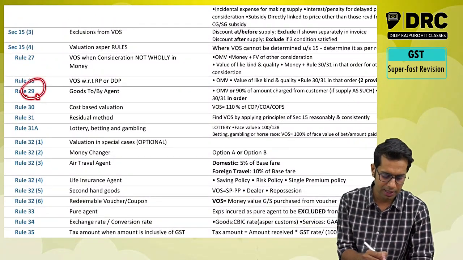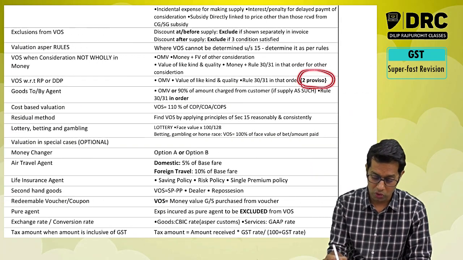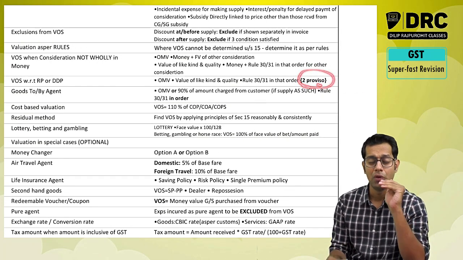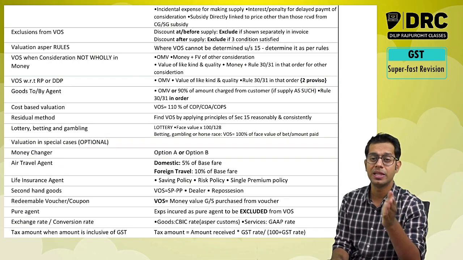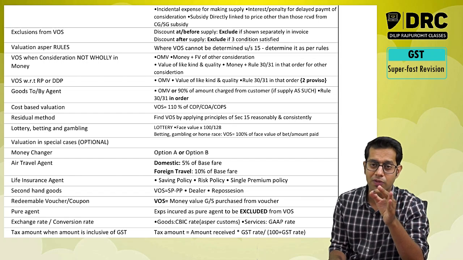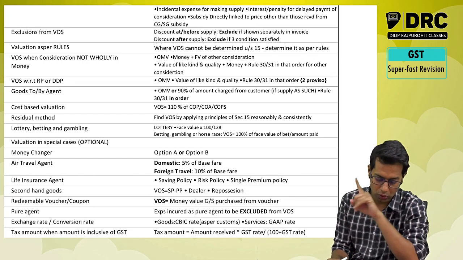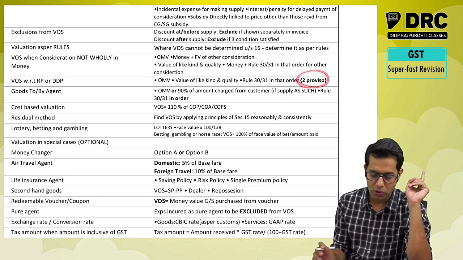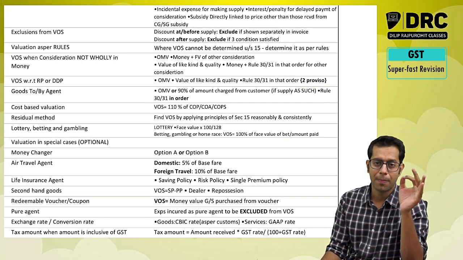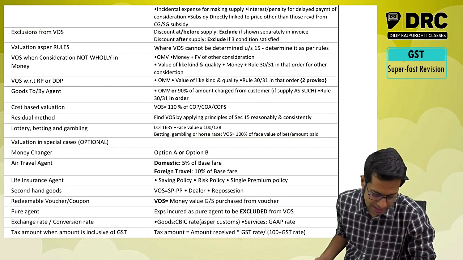Then rule number 29 says whenever you are making... there are also 2 provisos in rule number 28. Proviso number 1 says where the goods are supplied as such by the recipient, then at the option of the supplier, the value of supply can be taken as 90% of the amount charged by the recipient from his customer who is not a related person. And the second proviso says that the value declared on the invoice will only be taken as open market value if the recipient is eligible for full input tax credit.